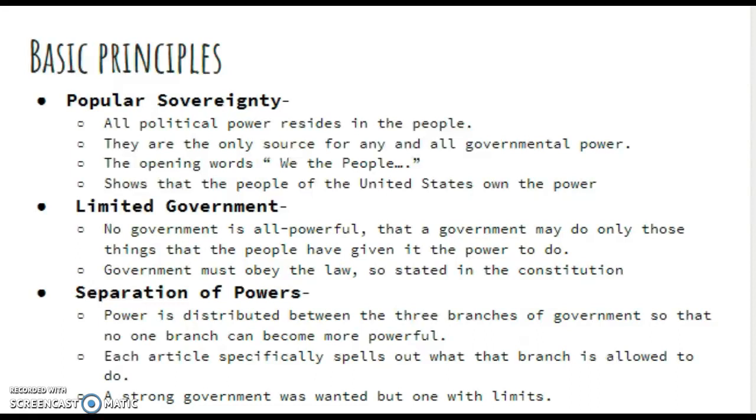Limited government. No government is all-powerful. A government may do only those things that the people have given it the power to do.